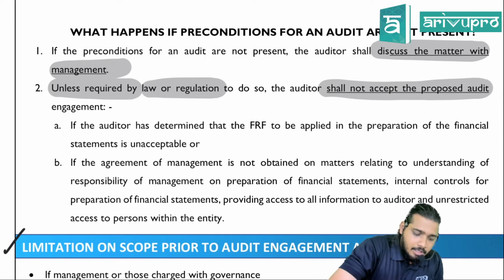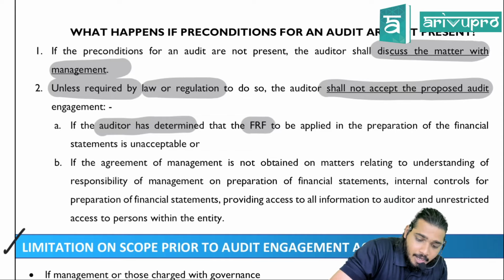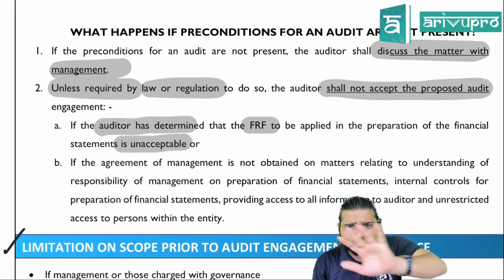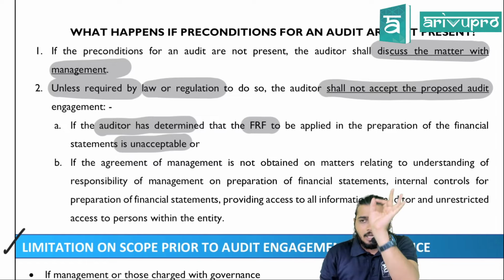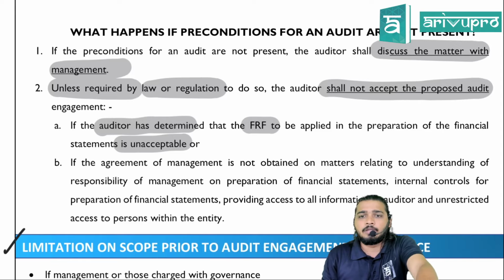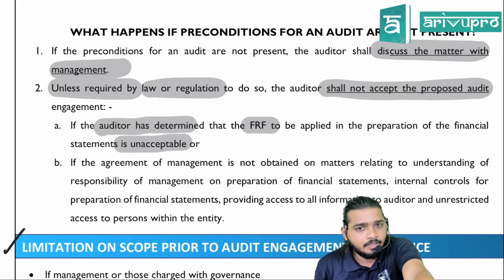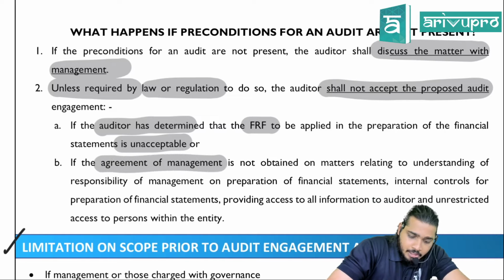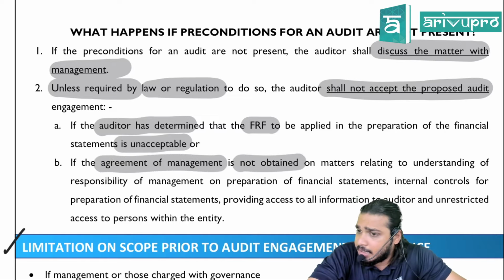Second, unless required by law or regulation, the auditor shall not accept the proposed audit engagement if the auditor has determined FRF is unacceptable. If FRF is not acceptable, do not accept. In fact, there is no withdrawal, don't accept only, because withdrawal comes once you accept it. Clear? Number two, if agreement of management is not obtained, which is the agreement of management?